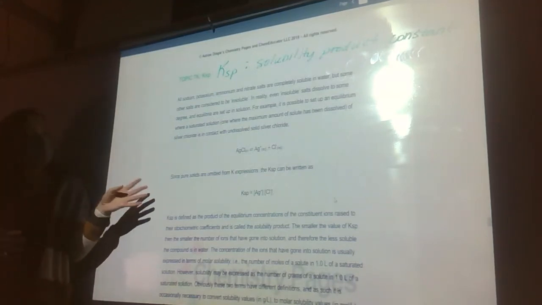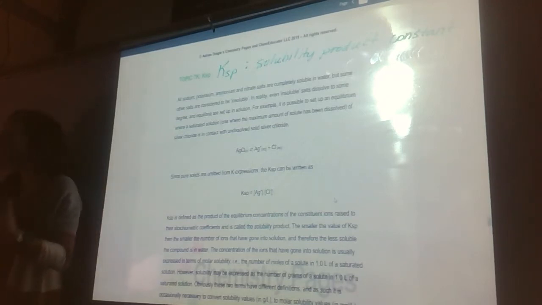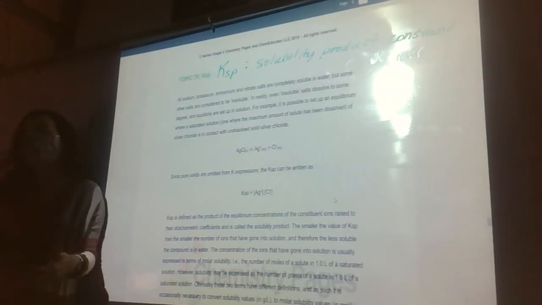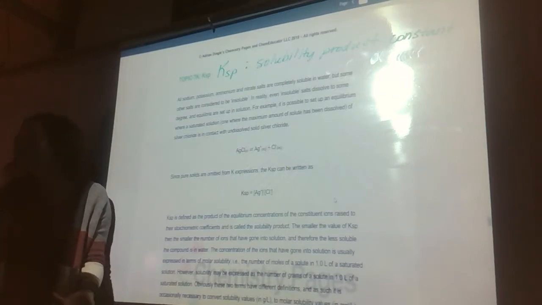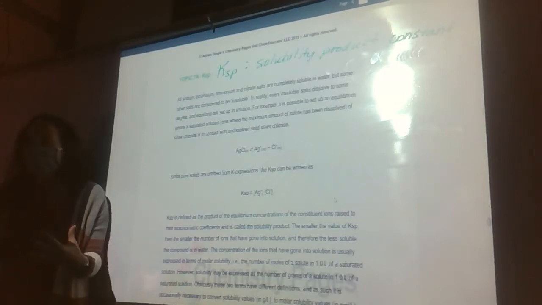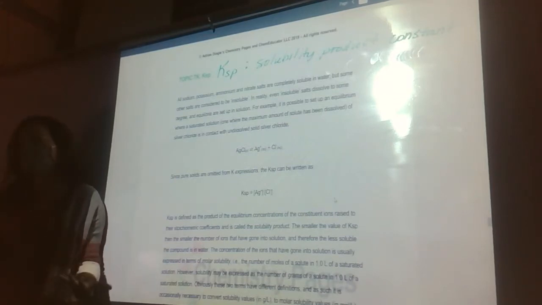Well, now we're finding out in this unit that it's actually a very gray concept. And because of water's special properties, everything is somewhat soluble in water, even if it's just a little bit. So, no matter what we put in water, some of it will dissolve. Even if it's just a very, very small amount, everything is soluble to some extent.